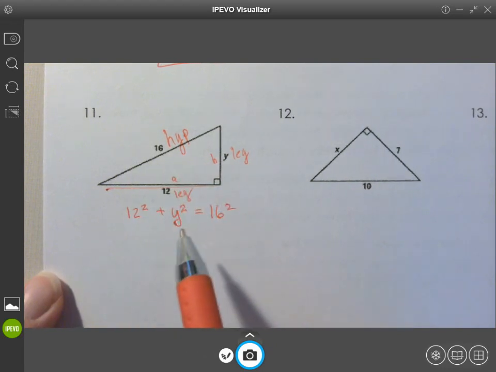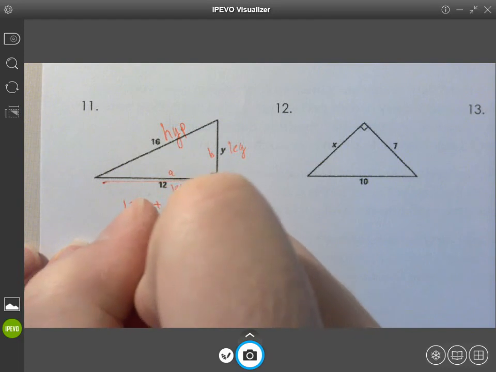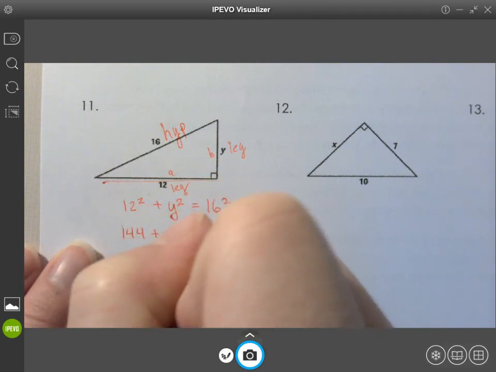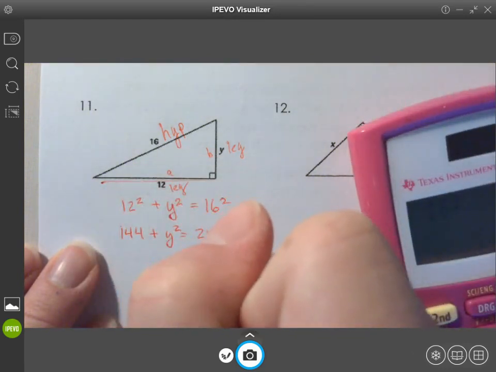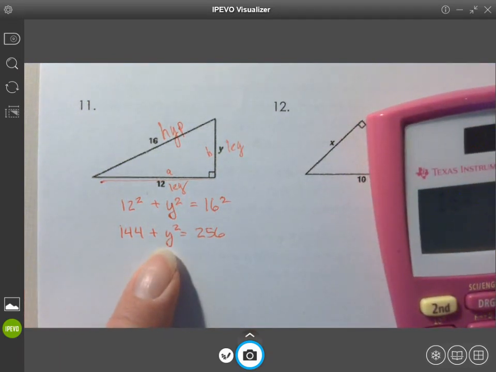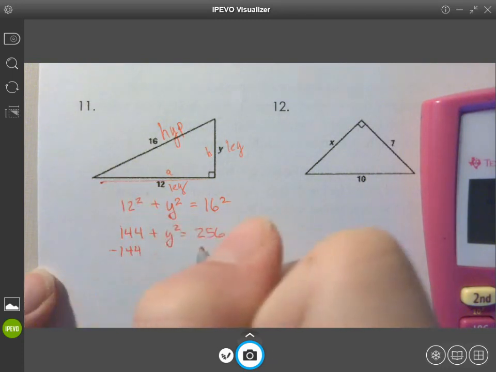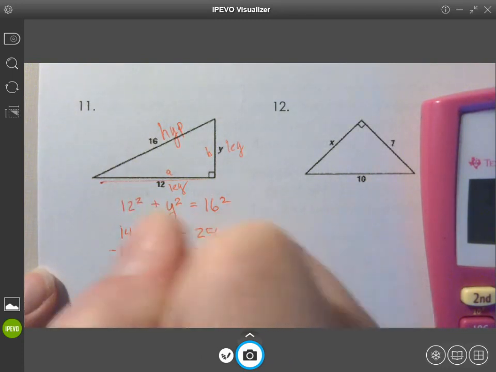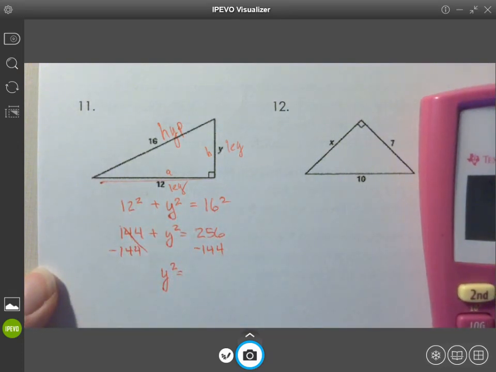Now, I've got a little bit of work to do here because I can't just add these up. So 12 squared is 144 plus y squared. And then I got to do 16 squared. And I think I know it. 256, yep, 256. Okay. So in order to get y solved for, I have a little extra work to do. I'm going to subtract the 144 to solve for y, just like we do with order of operations. I get y squared equals, double check my numbers, 112.